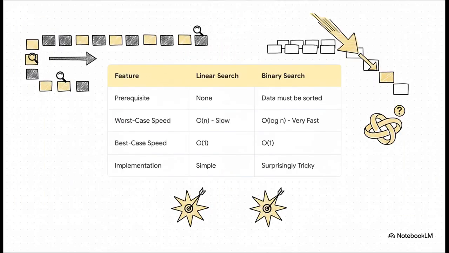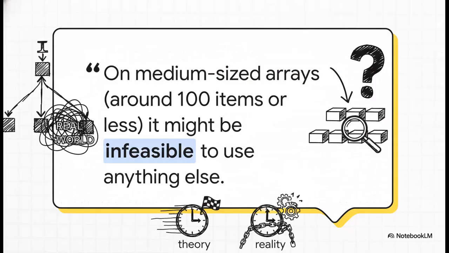So let's just boil this whole showdown down. Linear search needs zero prep work, it's super simple to code, but it's slow on big lists. Binary search, on the other hand, is wicked fast, but it demands that your data be sorted. And honestly, the code can be a little tricky to get right. Now, in the best case, where you get lucky and find the item on the very first try, they're both instant. Okay, but here comes the big twist. Looking at those numbers, you'd think binary search is always the answer, right? It's a no-brainer. Well, not so fast.